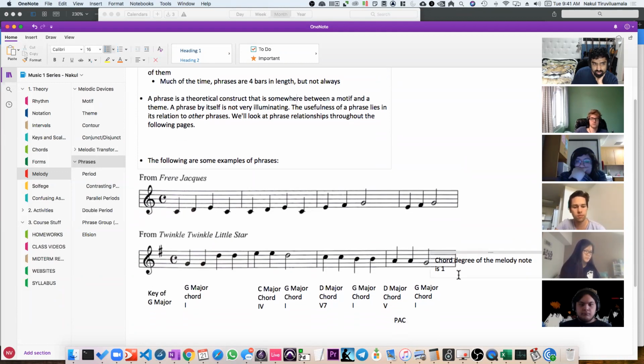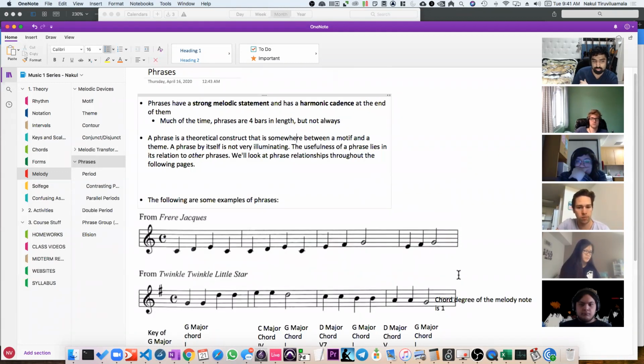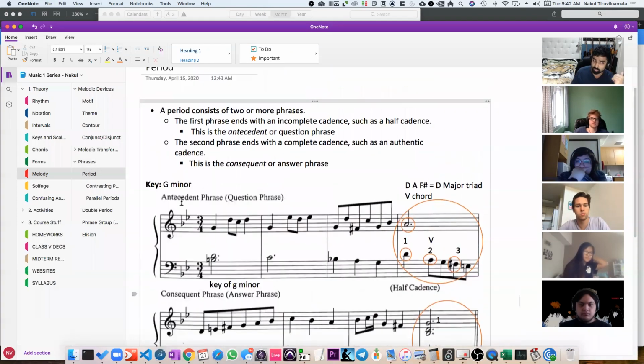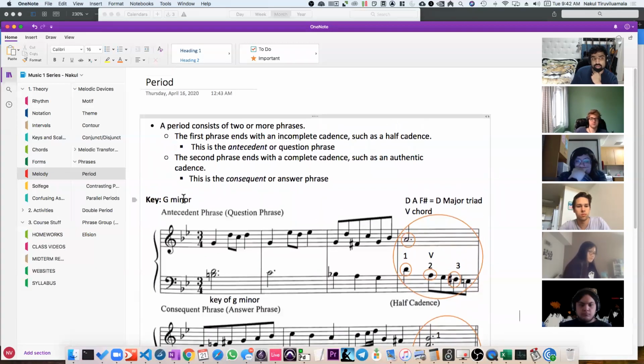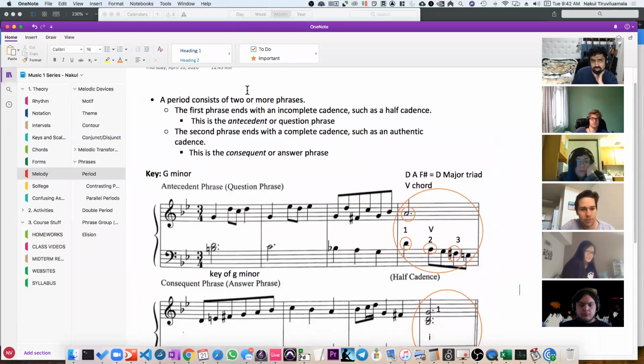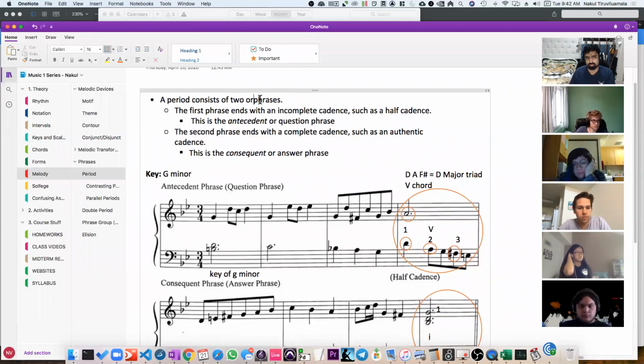A phrase is useful, but it's really useful when talking about it in the context of other phrases, to describe larger entities, larger forms. We're going to talk about how you can take phrases and combine them into even larger forms than the scope of what your homework talked about this previous week. So a period consists of, well, a classical period consists of 2 phrases. Okay.